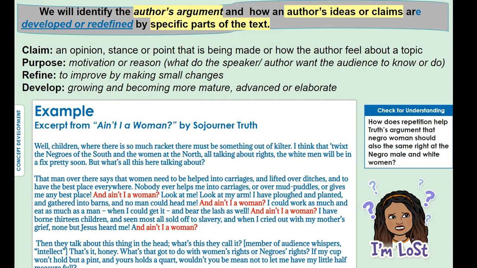So we have to think about, what does this do for the text? Well, Truth was giving her speech, and someone turned her speech into written work so that we can read it. There are authors who do the same thing. They may use repetition to stress their points, right? They may use repetition to develop what they're saying by elaborating. So we see her elaborating on this idea, am I not a woman also, right?